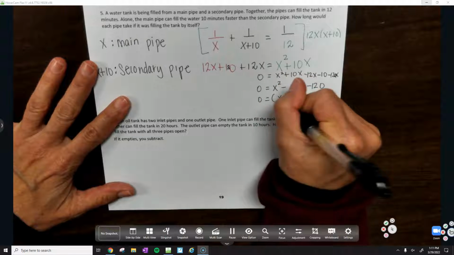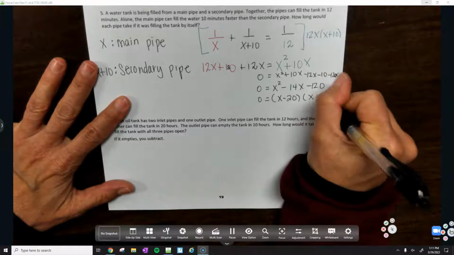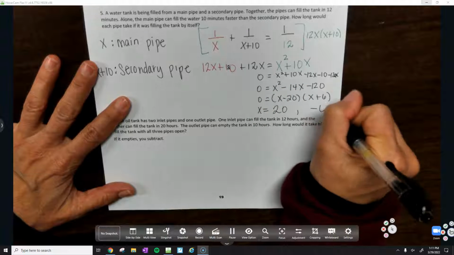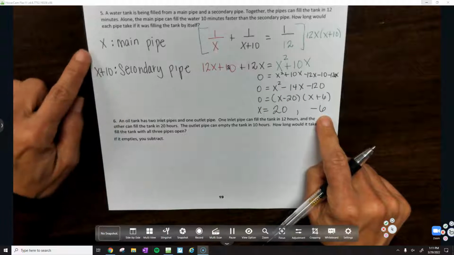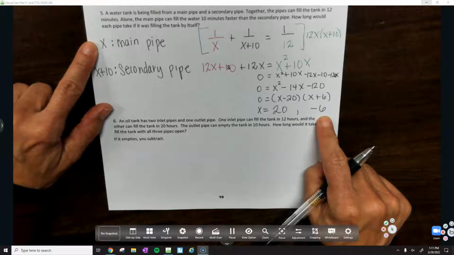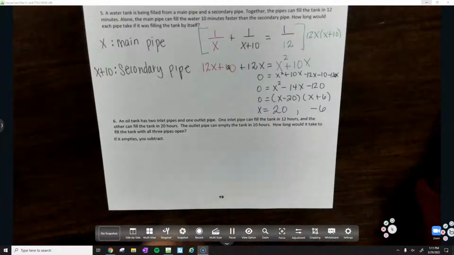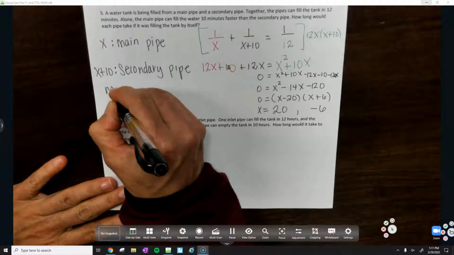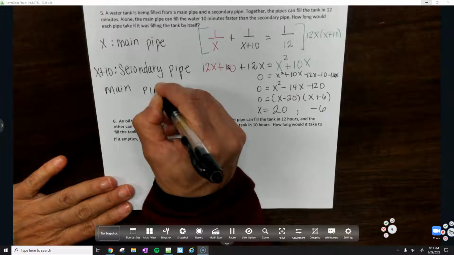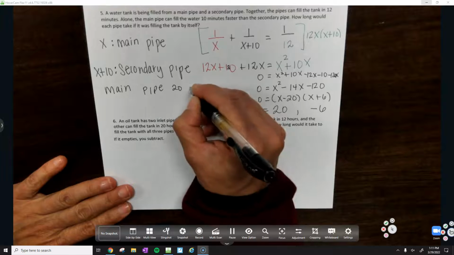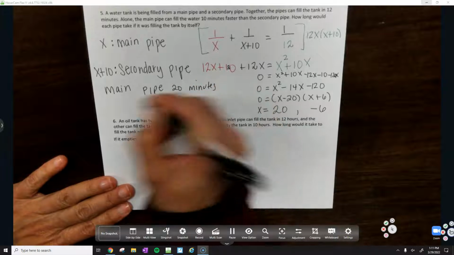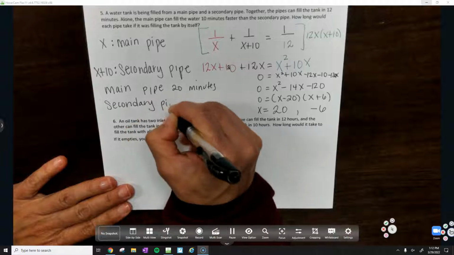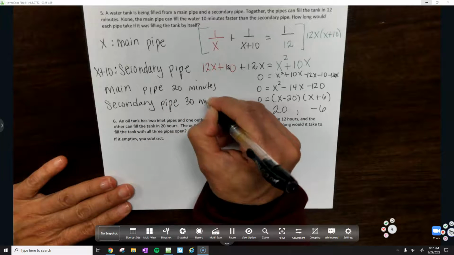This factors to x minus 20, x plus 6, which means x is going to equal a positive 20 and a negative 6. Notice this is extraneous. You cannot have a negative rate. So 20 is our good answer. So it will take the main pipe 20 minutes. Remember, the secondary pipe is 10 minutes slower. So the secondary pipe is 30 minutes.